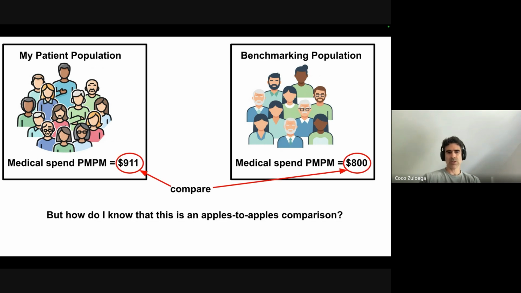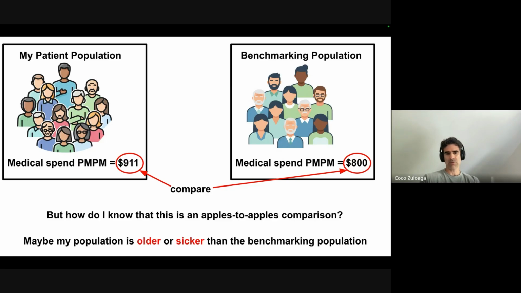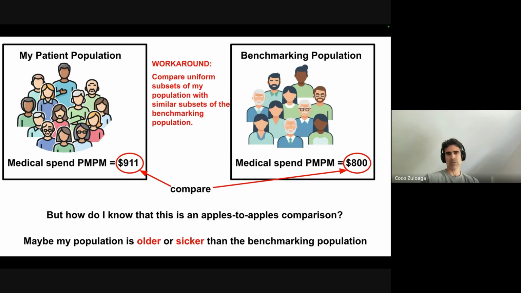But the natural question to ask is, how do you know that this is an apples to apples comparison? Because obviously your population could be older or sicker than the benchmarking population. Maybe even if the metric you're computing is slightly higher on your population than on the benchmarking population, maybe you're still doing really well given how sick your population was in the first place in comparison to the benchmarking population. So a workaround to make sure you're doing an apples to apples comparison is to compare very uniform subsets of your population with similar subsets in the benchmarking population.